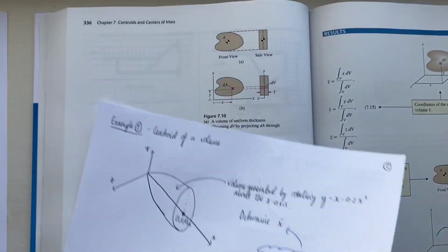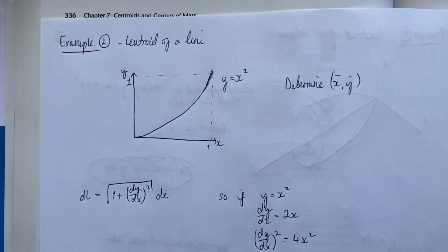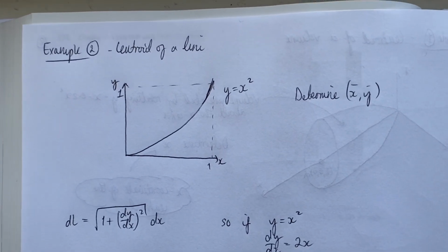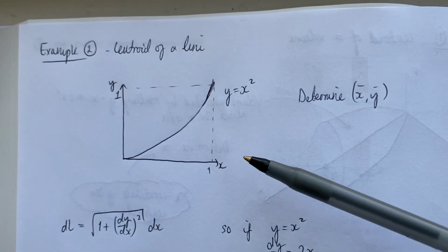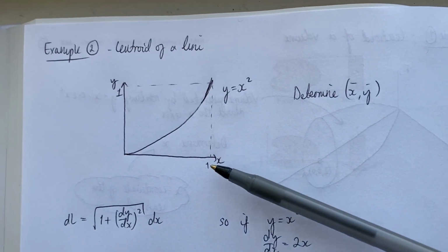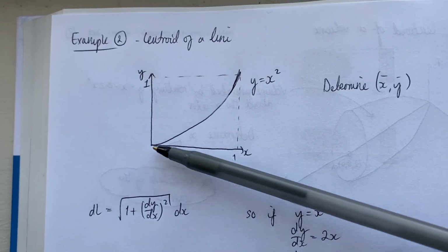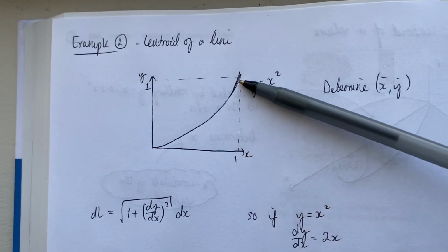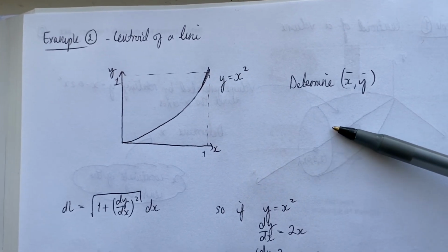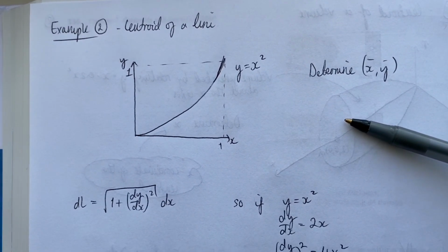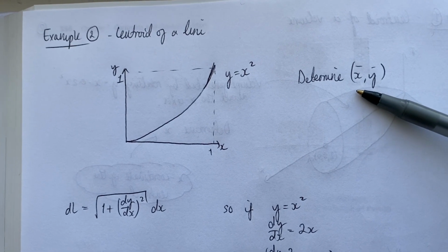So now let's have a look at a quick example on how to find the centroid of a line. Here we have y equals x squared between x equals 0 and x equals 1. So y equals 1 at this point. And the question is to find the coordinates of the centroid, x bar, y bar.